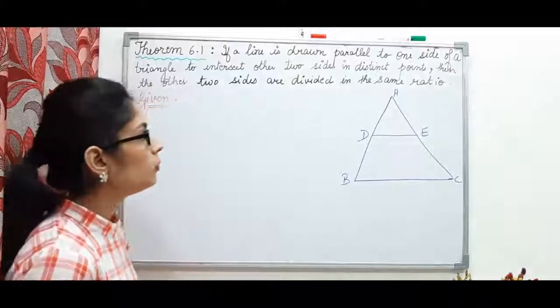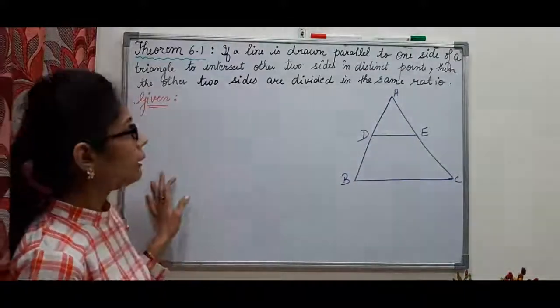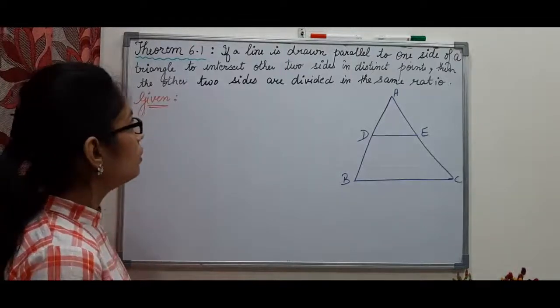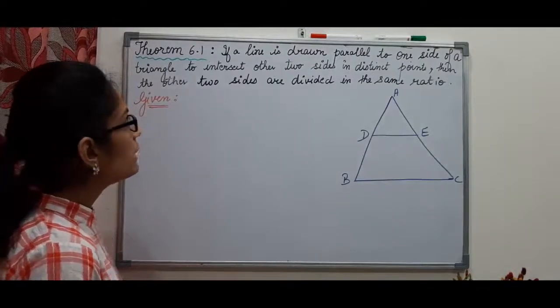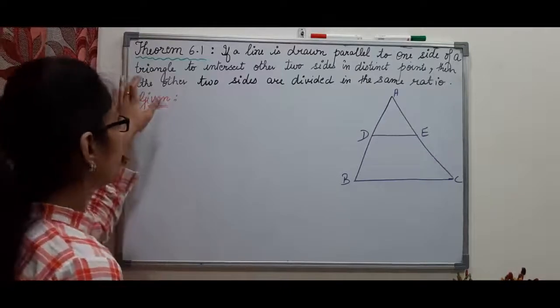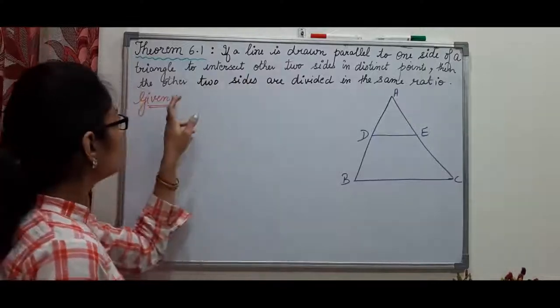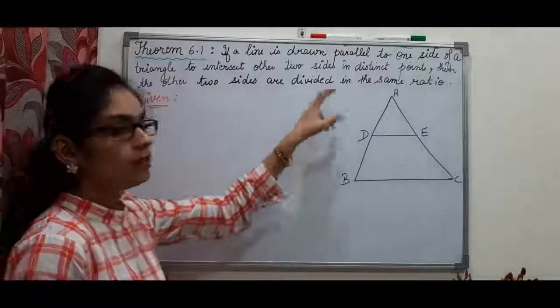So let's start now. You can see this is theorem 6.1 and the statement of the theorem is, if a line is drawn parallel to one side of a triangle to intersect the other two sides in distinct points, then the other two sides are divided in the same ratio.